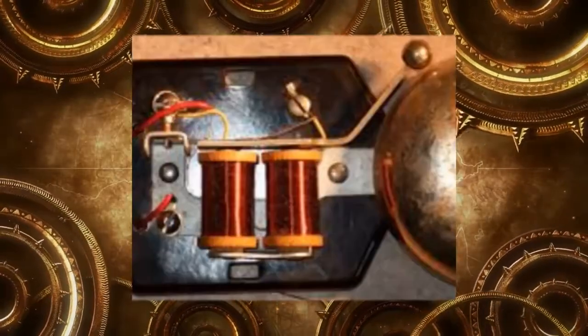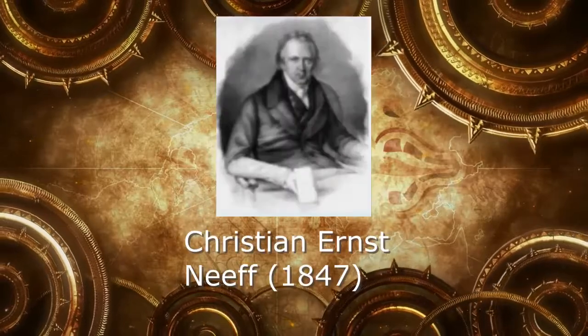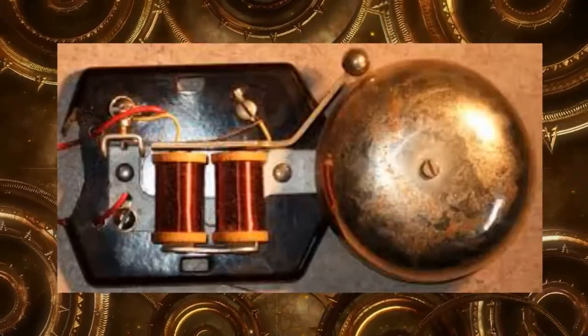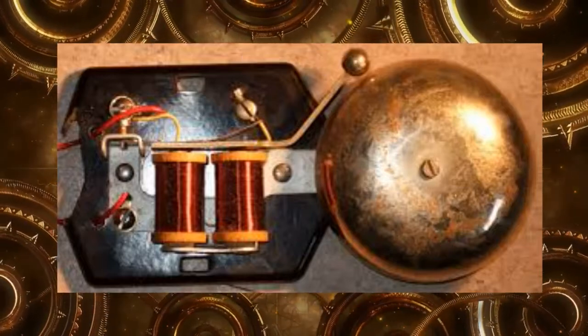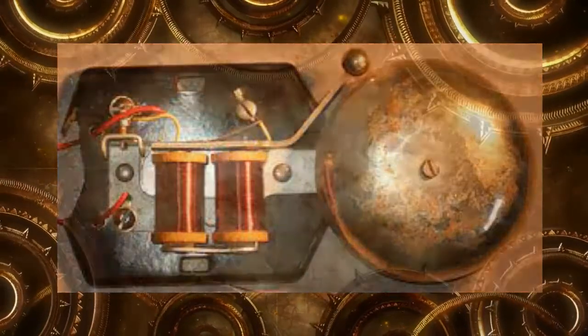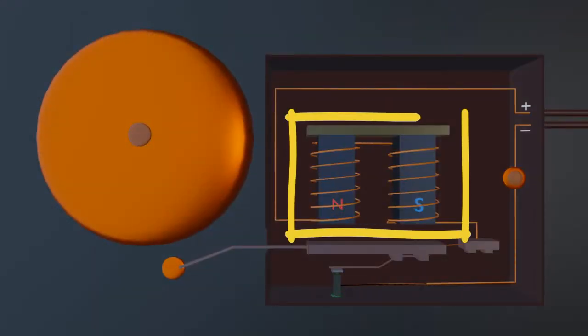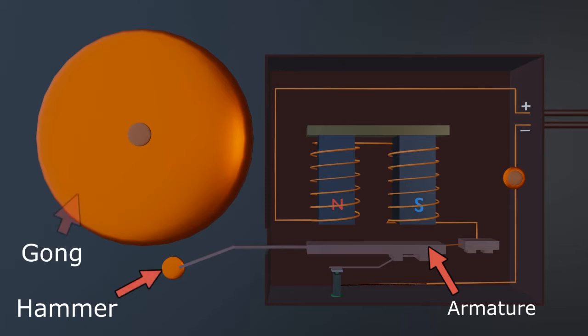Vibrating hammer interrupters were invented by Johann Philipp Wagner in 1839 and Christian Ernst Neff in 1847. John Miranda around 1850 added a hammer and a gong to make the standard electric bell for use as a telegraph sounder. An interrupter bell consists of one or more electromagnets made of a coil of insulated wire around an iron core, which attract an iron strip armature with a hammer at its end, striking a gong that is pulled back with the help of a spring.